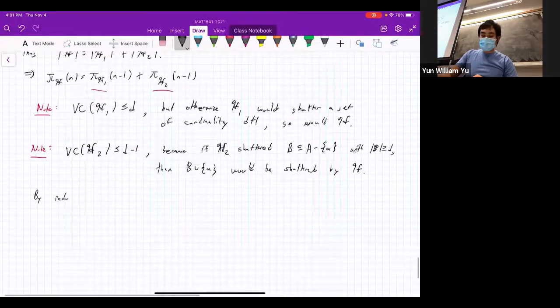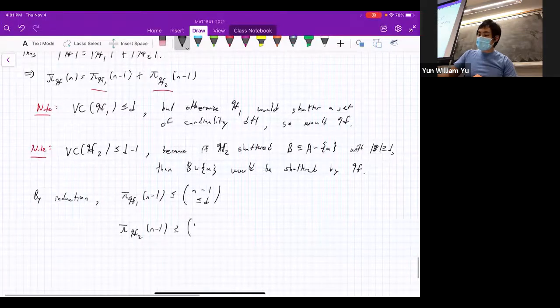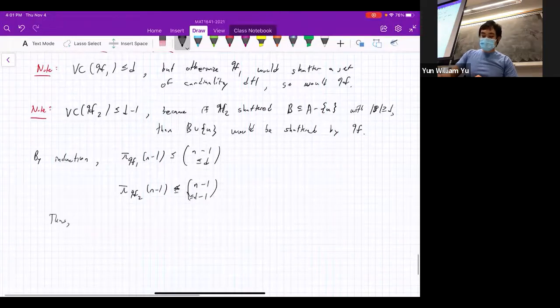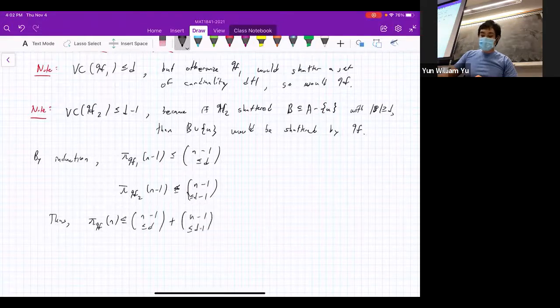So by induction, we know that pi_H1 of n minus 1 is less than or equal to the sum of (n minus 1 choose i) for i up to d, and pi_H2 of n minus 1 is less than or equal to the sum of (n minus 1 choose i) for i up to d minus 1, because that has lower VC dimension. Thus we know that pi_H of n is less than or equal to that first sum plus this second sum, which is equal to the sum of (n choose i) for i up to d, which completes our proof.